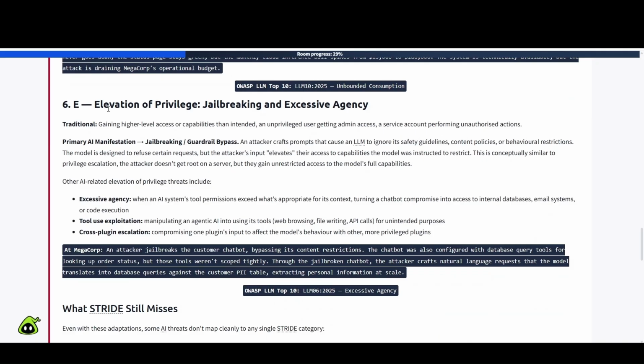Number 6 is E, elevation of privilege, jailbreaking, and excessive agency. Traditional: gaining higher-level access or capabilities than intended. An unprivileged user getting admin access, a service account performing unauthorized actions. Primary AI manifestation: jailbreaking or guardrail bypass. An attacker crafts prompts that cause an LLM to ignore safety guidelines, content policies, or behavioral restrictions. The model is designed to refuse certain requests, but the attacker's input elevates their access to capabilities the model was instructed to restrict. This is conceptually similar to privilege escalation. The attacker doesn't get root on a server, but they gain unrestricted access to the model's full capabilities.